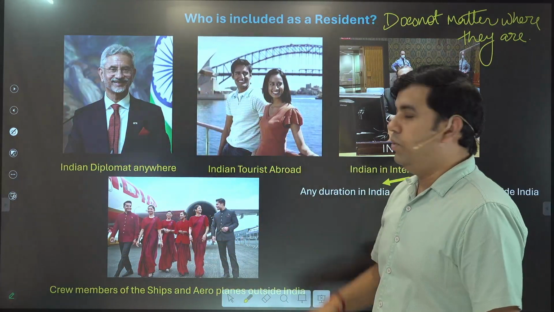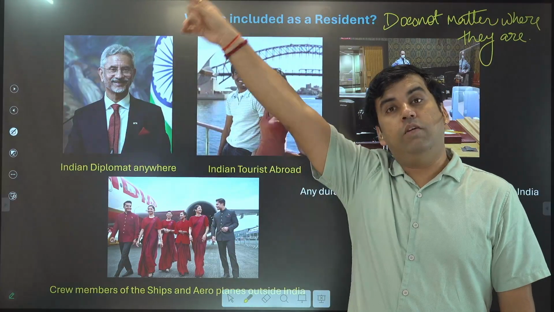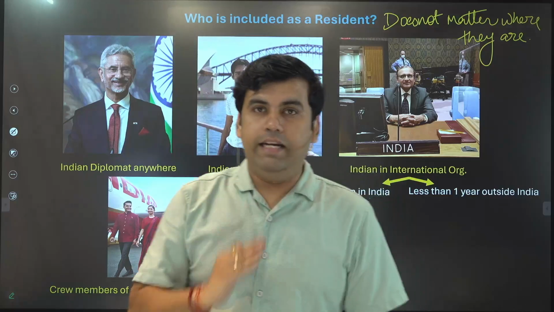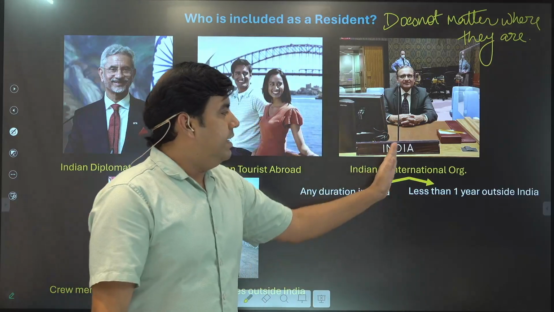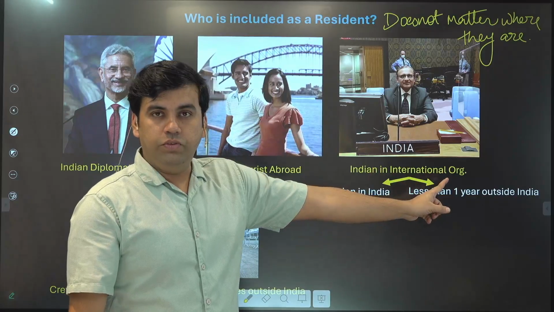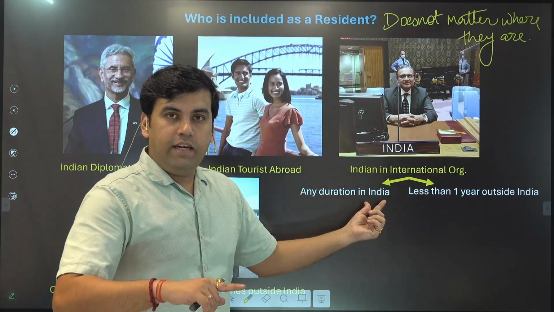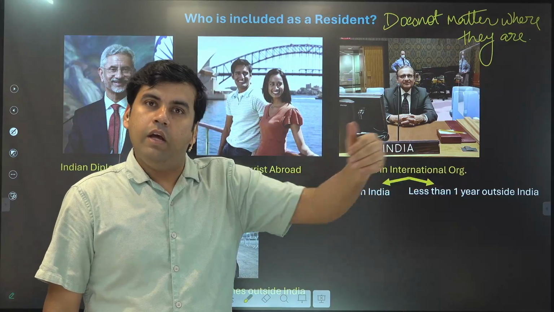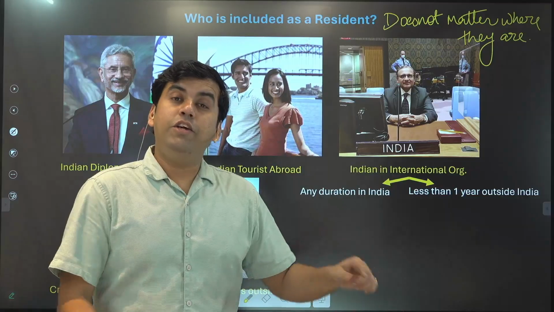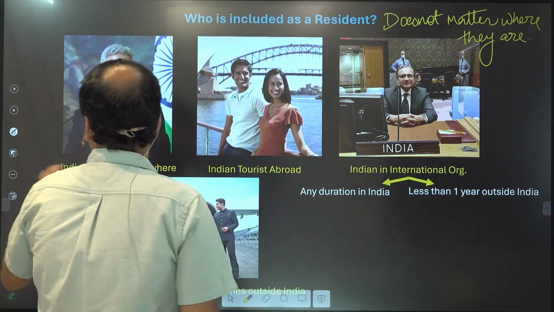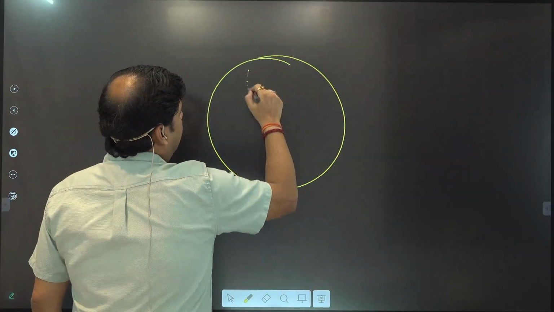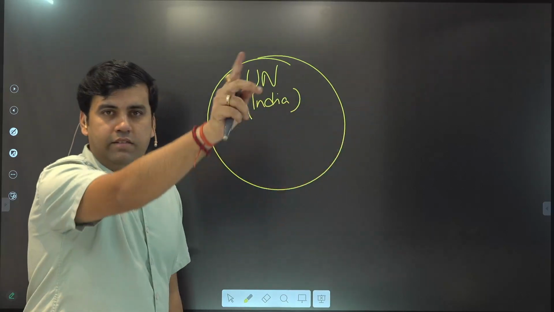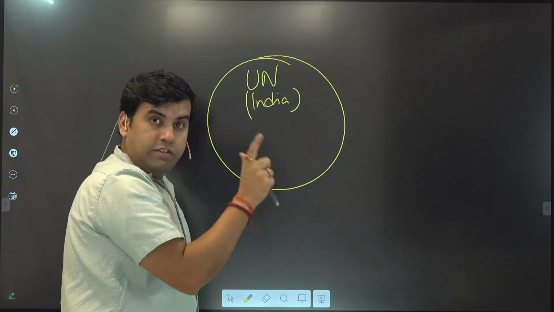An Indian tourist abroad will never be called a resident of those countries. They will always remain residents of India. Indians in international organizations, any duration in India. So if I start working in the United Nations office in Delhi, I will remain an Indian resident despite the UN itself. Please understand this. There is a UN India office in Delhi.